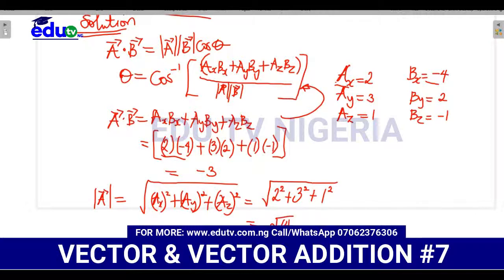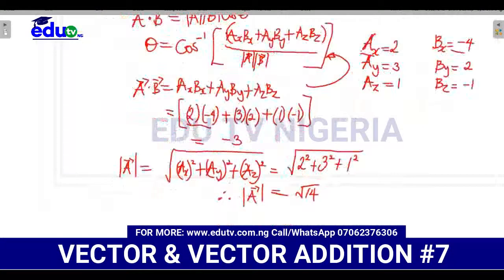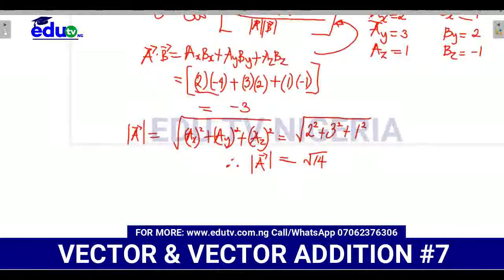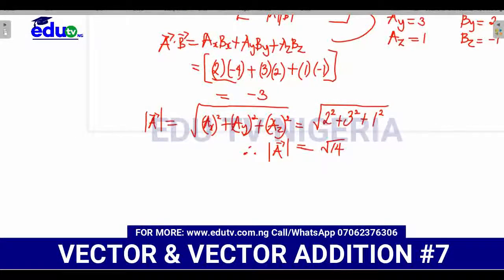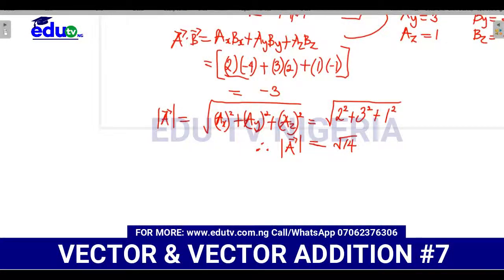So therefore the magnitude of vector A gives the square root of 14. Mind you, magnitudes of vectors have no unit. Let's move to the next one.